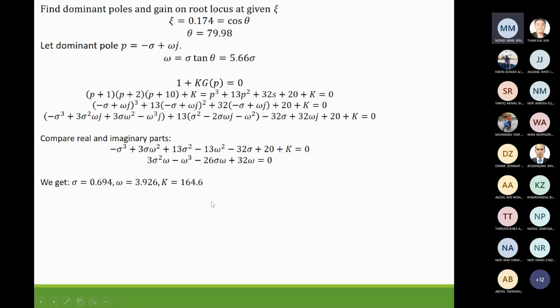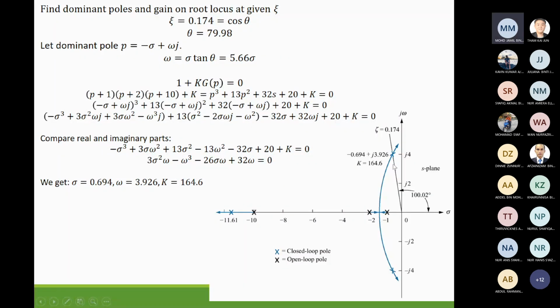So this is some calculation, but I don't think that this calculation will come up in the final exam. This is just to show you how to get certain values from the example, okay? So let's say you sketch the root locus, and then you find the poles at the damping ratio 0.174. So you can find the pole at this point, negative 0.694 plus 3.926 j. You can do this in MATLAB.